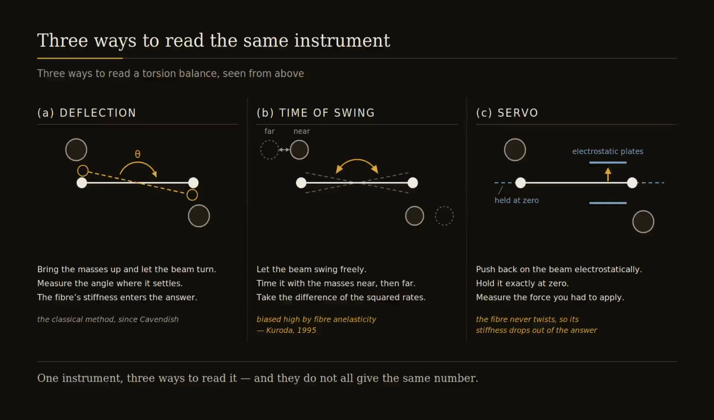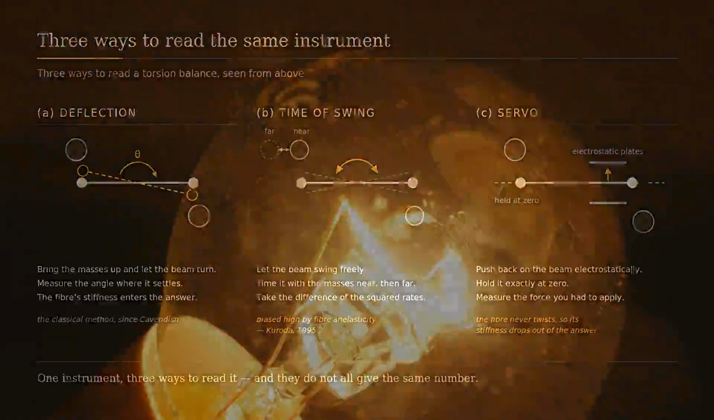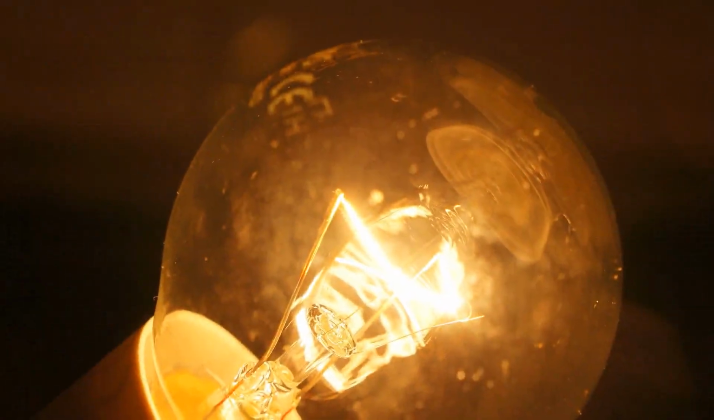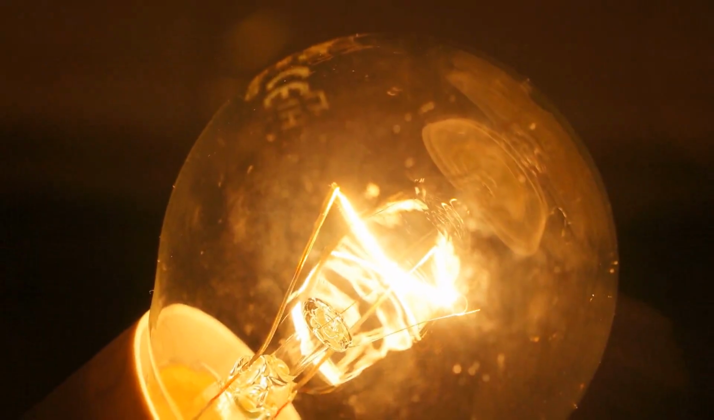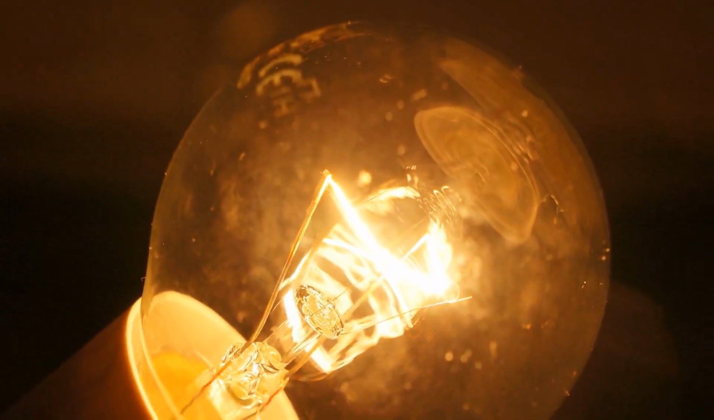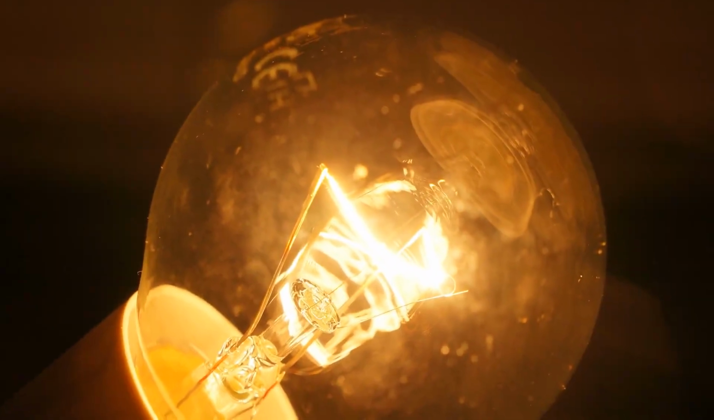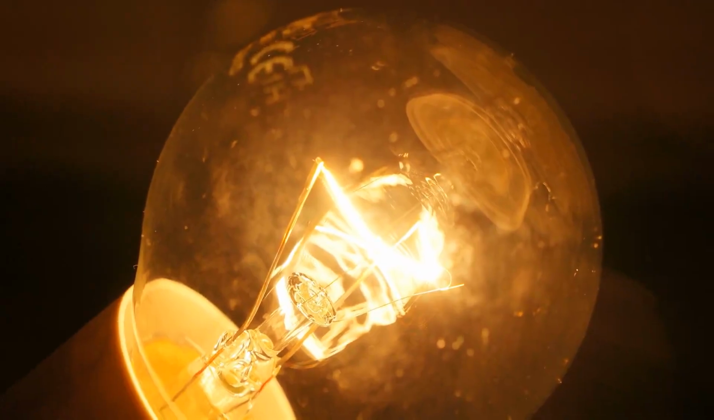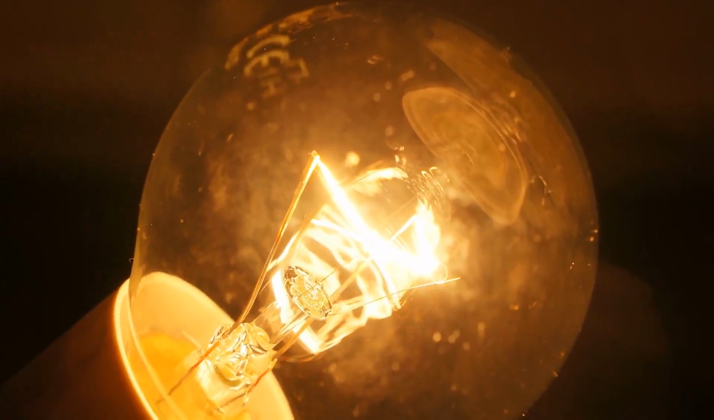That method assumes that a fiber's stiffness is a fixed property of the fiber. Real materials have internal friction, so a torsion fiber's stiffness depends slightly on the rate at which it is twisted. 2 configurations swinging at 2 different rates see 2 different stiffnesses, and the difference does not cancel. Kuroda showed the bias runs upward, and that it shrinks as the fiber's quality factor rises, quality factor being the standard measure of how little energy a swinging thing loses per cycle. For a tungsten fiber of ordinary quality, it comes to about 160 parts per million.